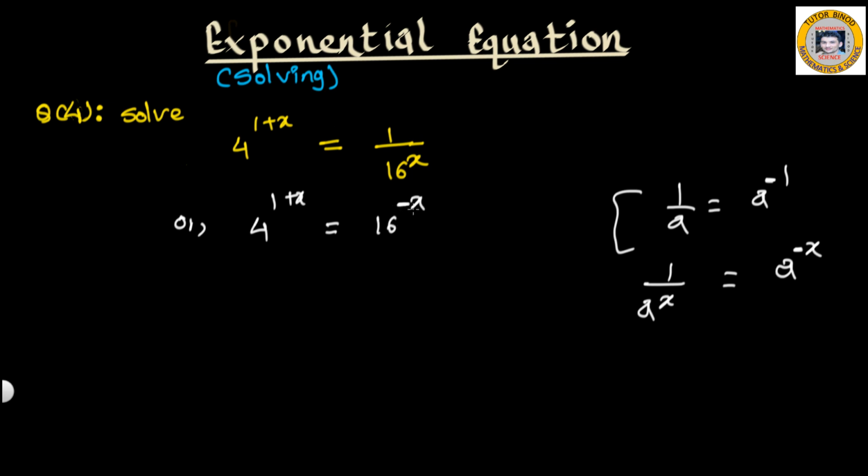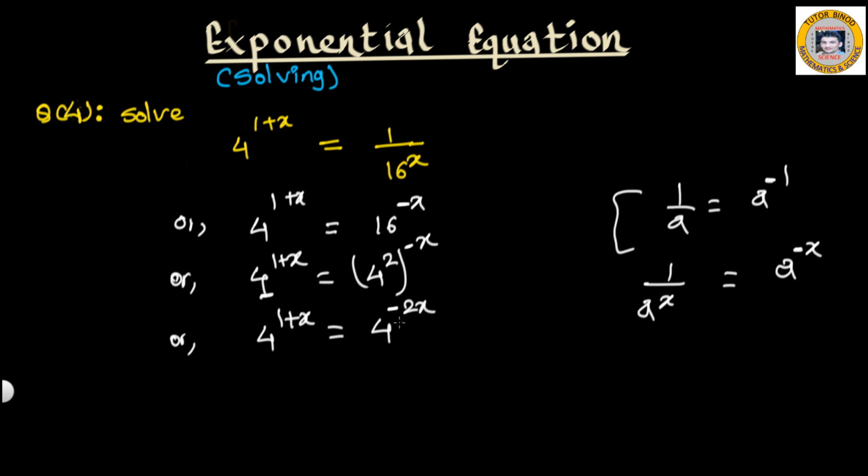I hope it makes sense to you. Now let us proceed further. On the left hand side I am going to leave it as it is, whereas on the right side, 4 to the power 2 is 16, because I want to have the same base raised to the power negative x. Now it becomes relatively easier. My left hand side is 4 to the power 1 plus x as it is, whereas the right hand side is going to be 4 to the power negative 2x. Now the base is the same, so I can write 1 plus x equals negative 2x.